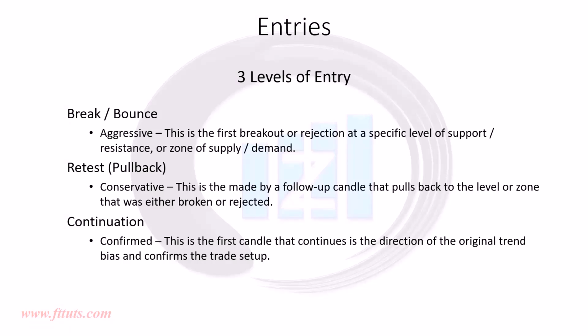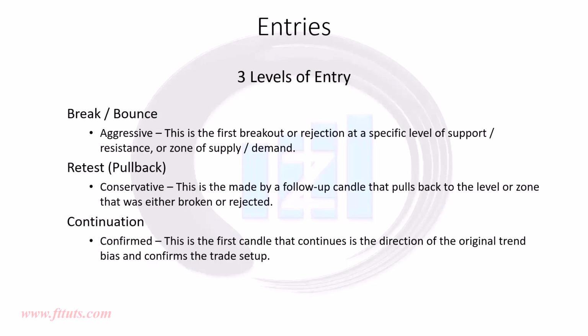So we have our levels of major support, resistance, our major levels of supply and demand, right? As price comes towards those levels, the most aggressive way of trading these levels is to wait for price to get rejected, or bounce off of these levels, or to break through these levels or zones. Once we see a candle that closes either through a level or a zone, or in the opposite direction at a level, that's what we call either the breakthrough or the bounce.